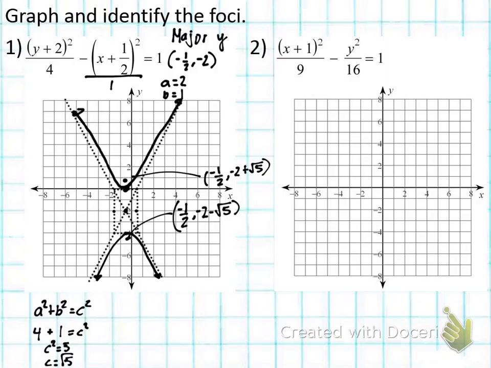Biggest focus on number 1 is figuring out the foci. A squared plus b squared is equal to c squared. Figure out what c is and plotting the points based upon that, okay?